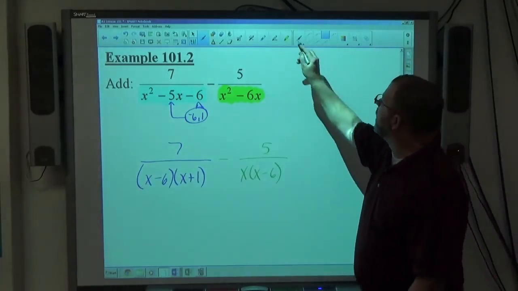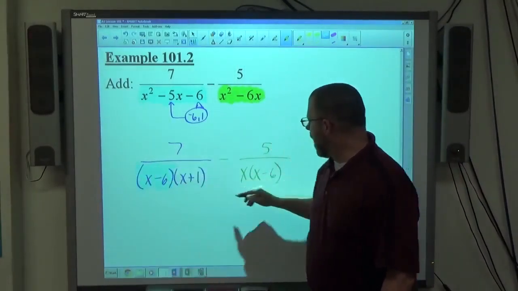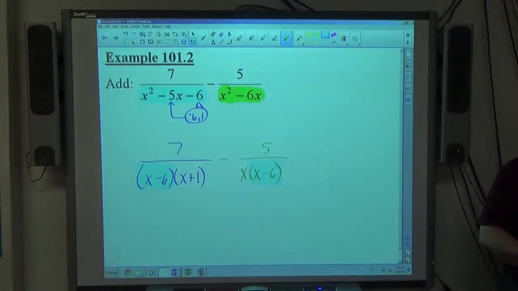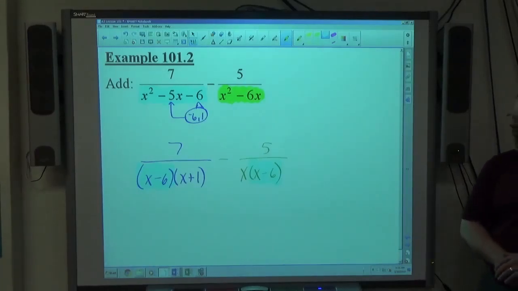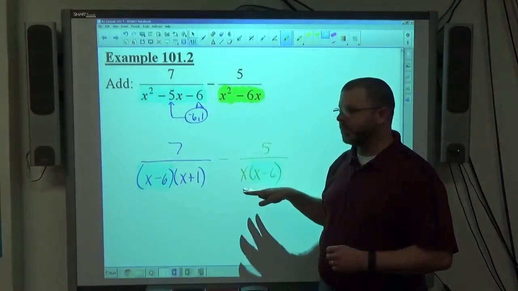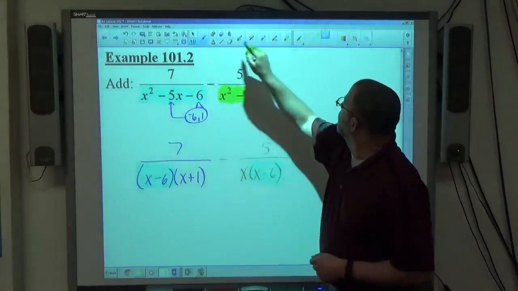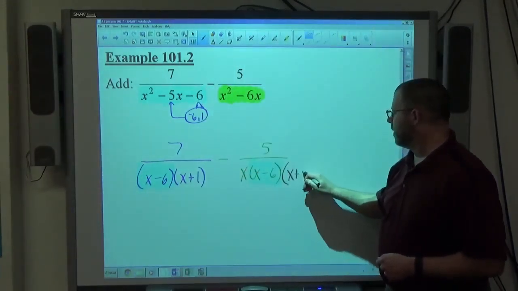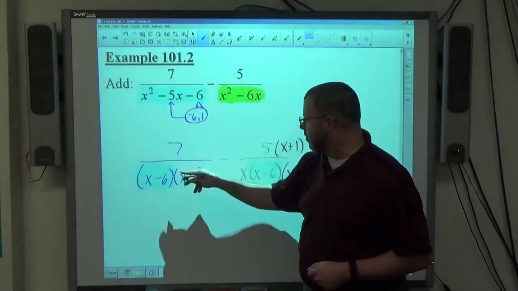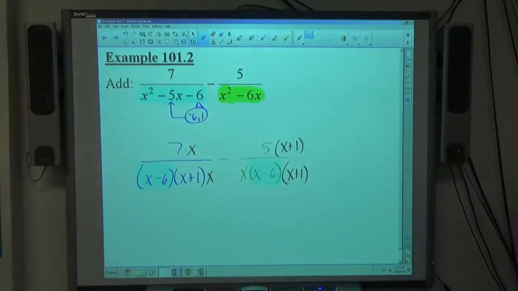Again, what you should expect to happen every single time in these problems is one of the factors will match one of the factors. At least one of the factors will match one of the factors. Okay? Looking at this, unlike the last problem where this was already done, we just had to fix this one. They both have an x minus 6. This has an x plus 1 that this one's missing, so I need to put an x plus 1 on this one, which means I need to put an x plus 1 on top. And this has an x that this one's missing, so this one needs an x, so this one needs an x. I have to fix both fractions.